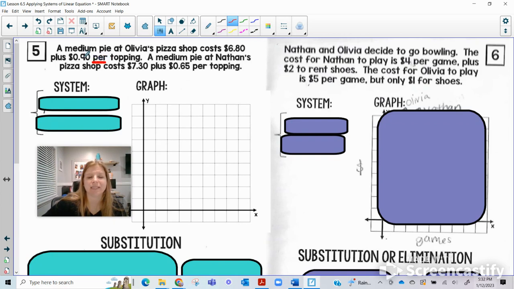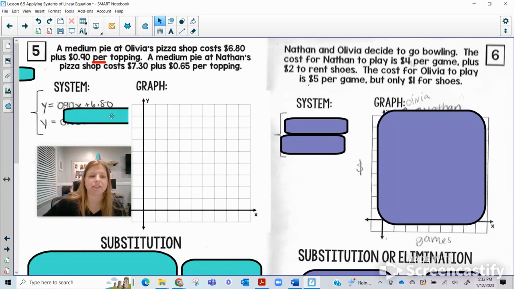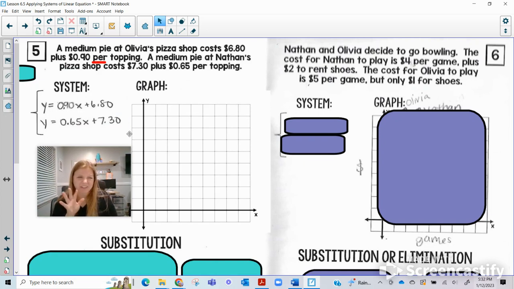So I know that my 90 cents is my slope, whereas the $6.80 is the one-time purchase of the pizza. So my first equation for Olivia would be y equals 0.90x, so it's 90 cents per topping, plus the original $6.80. Whereas Nathan's equation would be y equals, his per topping is 65 cents, so 0.65x, plus the original cost of the pizza, $7.30. Now I do have a graph here, but we're not going to graph it.